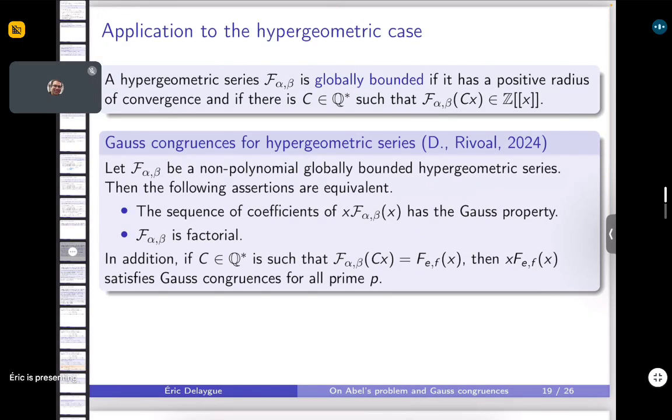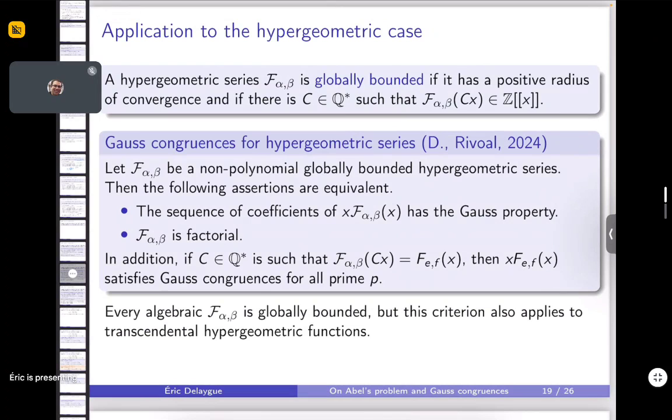When you know this, in addition, if you know that f is factorial, then there is a rescaling of f, alpha beta c of x, which is equal to the generating series of a factorial ratio. And then we prove that this series satisfies Gauss congruences for all primes p. So this is the result that allows us, in combination with the arithmetic criterion, to prove a Golyshev prediction.